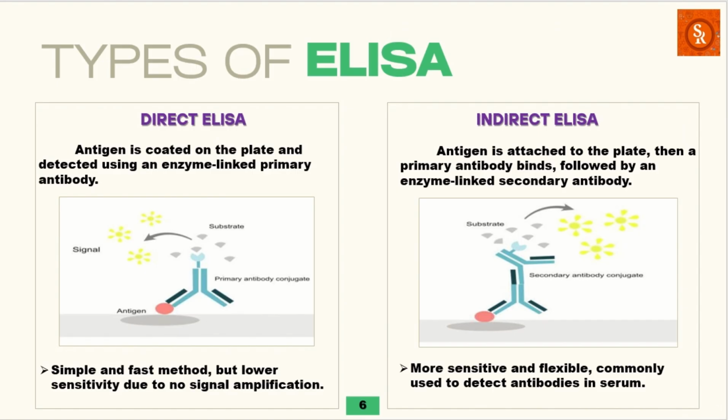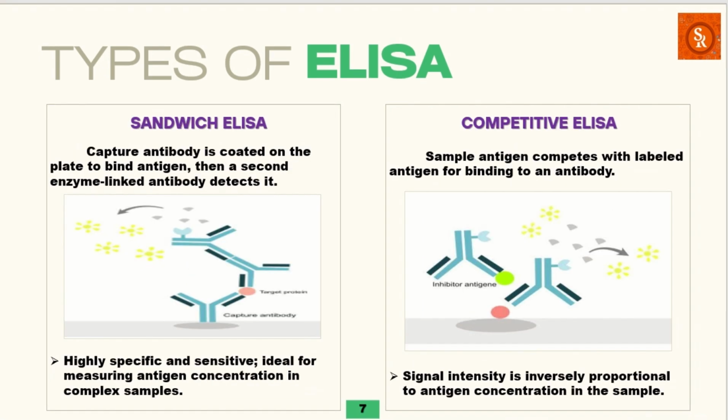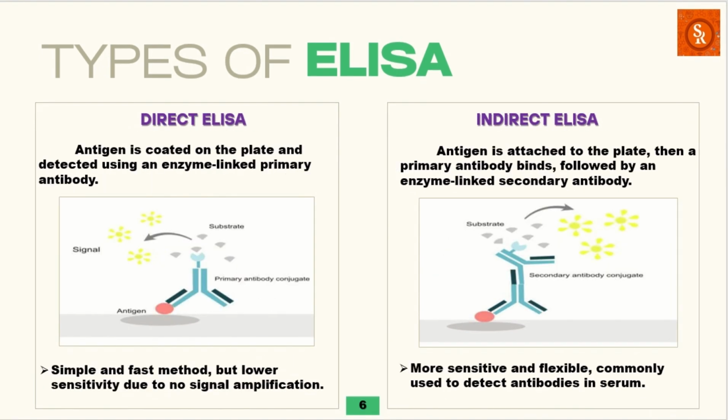So, types of ELISA. There are four different types of ELISA. One is the direct ELISA, then the indirect ELISA, the sandwich ELISA, and the competitive ELISA. First, moving on to the direct ELISA. In this method, antigen is coated on the plate and detected using an enzyme linked primary antibody.